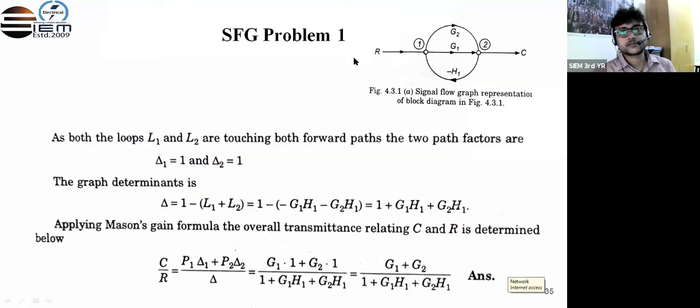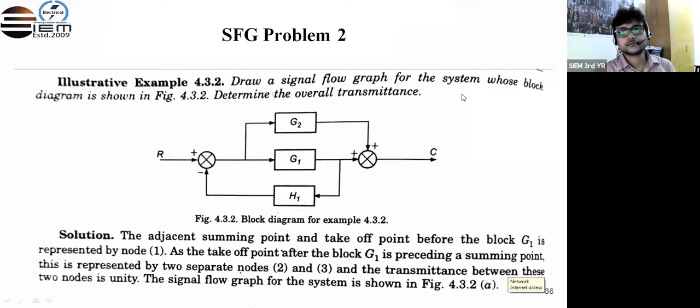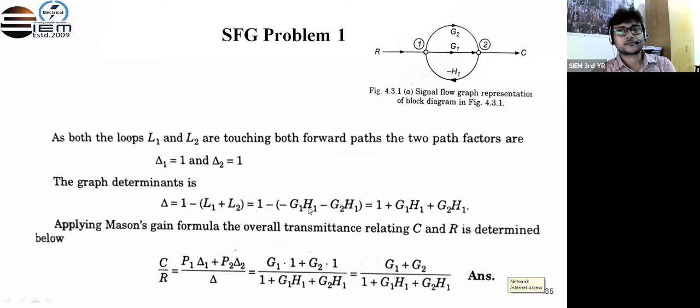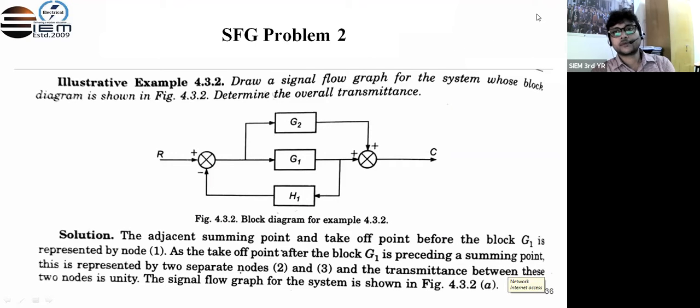So coming to the next. Now this is the problem. Draw the signal flow graph for the system whose block diagram is shown in the figure.